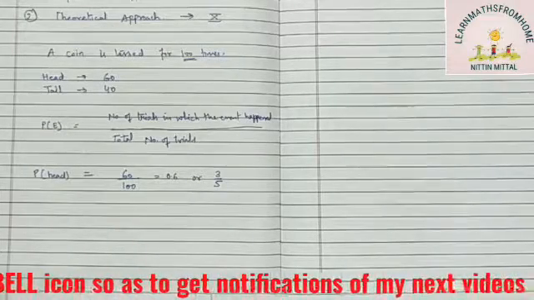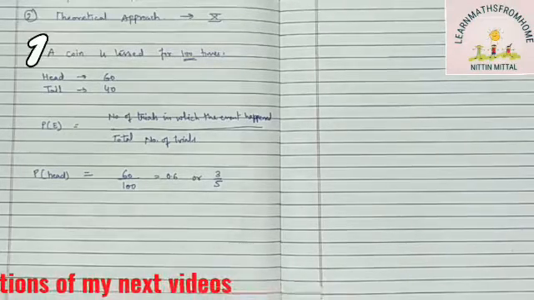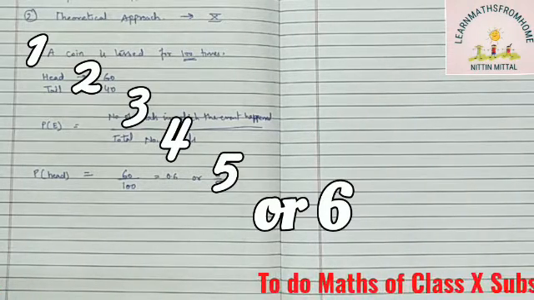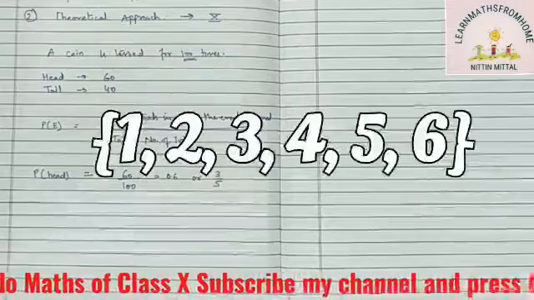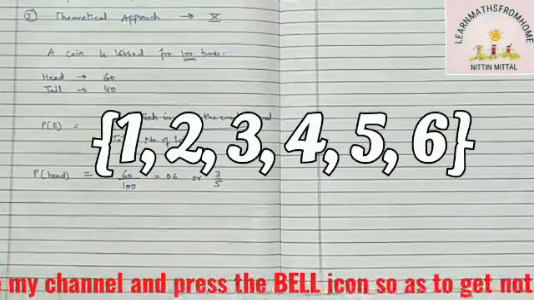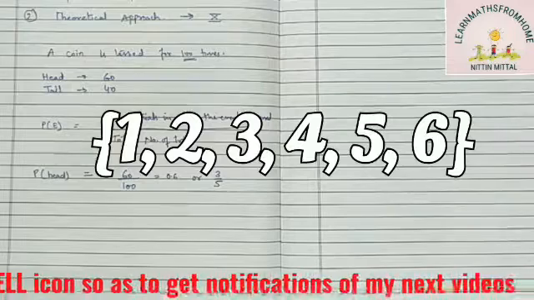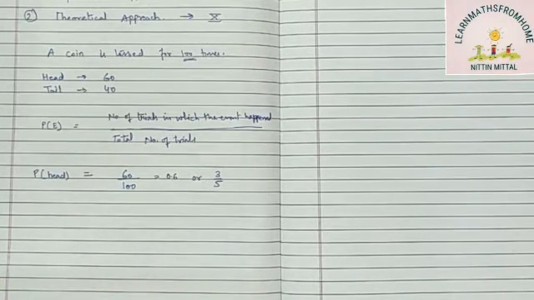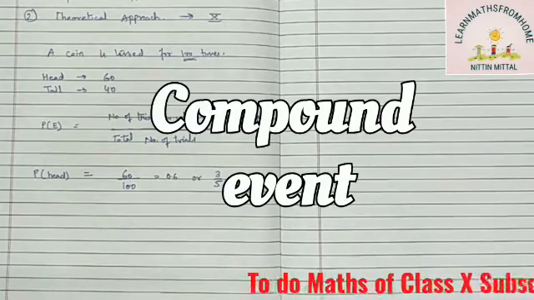And when we roll a dice, the numbers 1, 2, 3, 4, 5 or 6, all these numbers 1 to 6 are called elementary events, right? Then there is one term which we will be using, that is compound event.